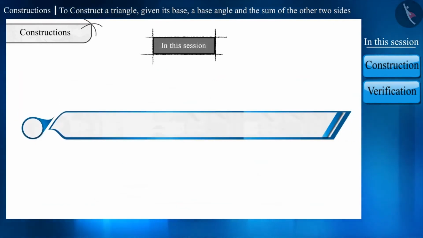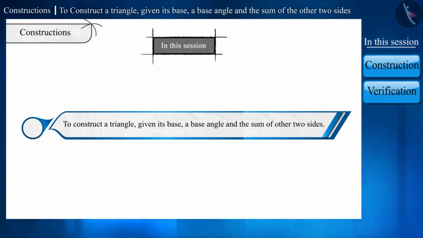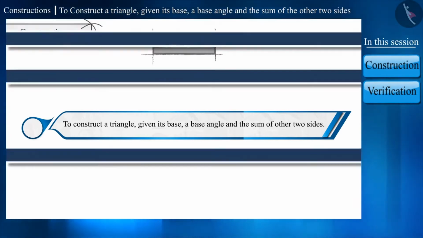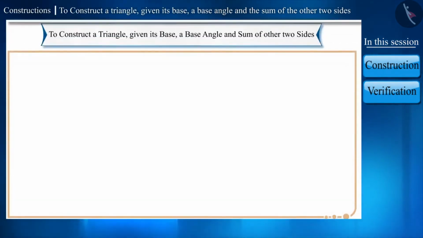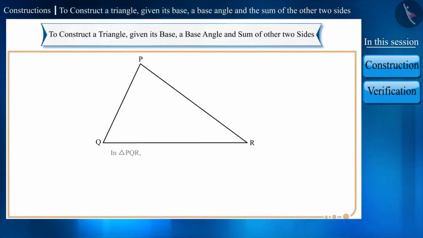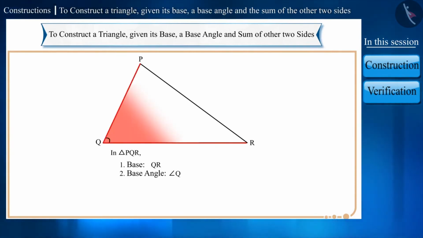In this session, we will learn the construction of a triangle given its base, a base angle and the sum of the other two sides. So, as an example, let's construct a triangle PQR. Here, we are given the length of the base QR, the measure of the base angle, angle Q, and the sum of the other two sides, that is, QP plus PR.